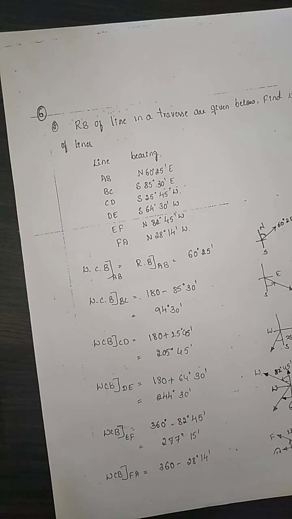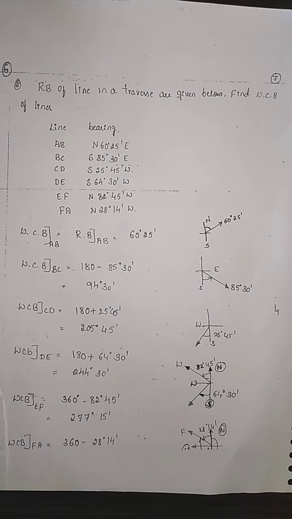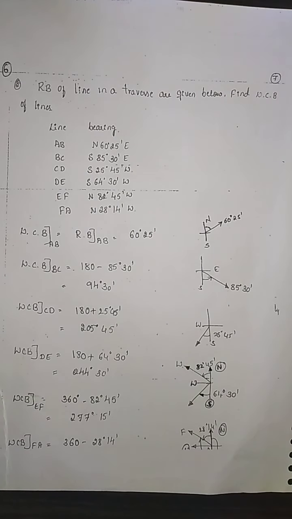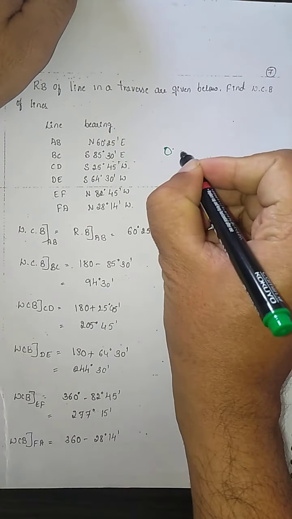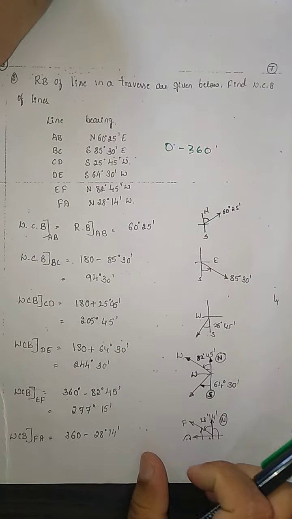Now, in the next method, you need to convert the reduced bearing to the whole circle bearing system. In the reduced bearing system, your angles will always be in terms of north theta east, north theta west, south theta east, or south theta west. You are going to get the angles in these terms. Now you need to convert these angles to a range from 0 to 360 degrees. How we need to convert it, we are going to see in this problem.